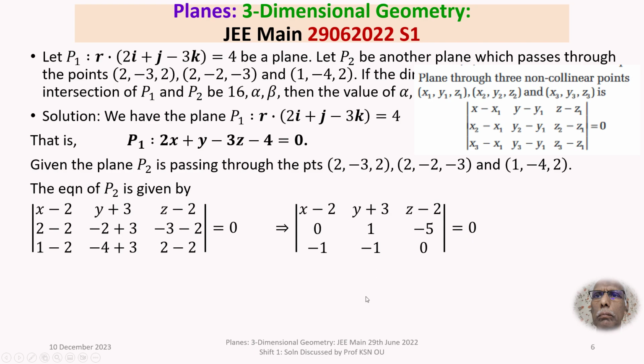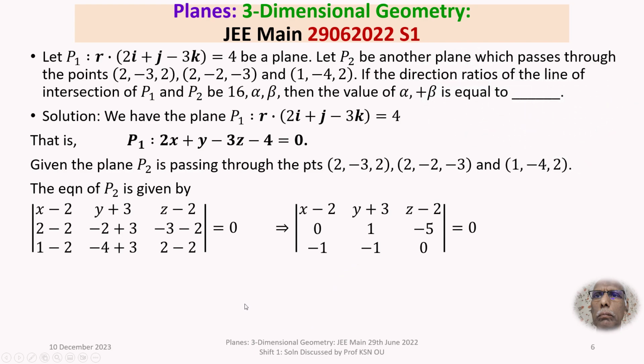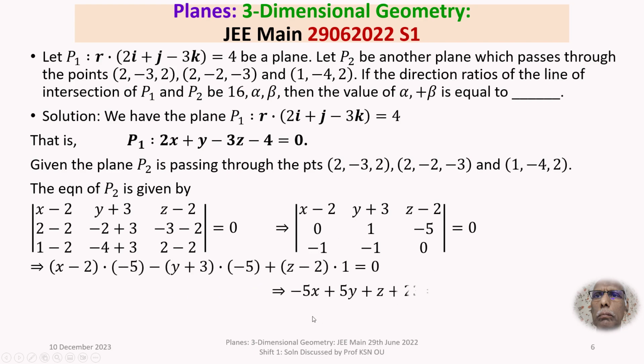Expanding this determinant by its first row, we are very familiar with the expansion of determinants. This is the expansion by first row. Simplifying, we get minus 5x plus 5y plus z plus 23 is equal to 0. That is the plane P2, and its equation is minus 5x plus 5y plus z plus 23 is equal to 0.